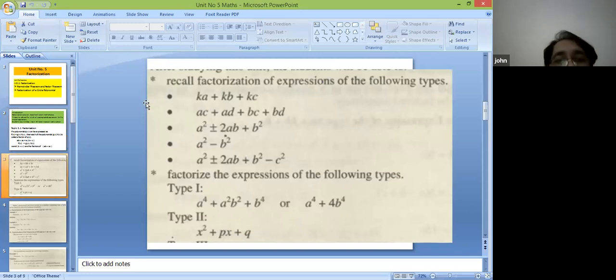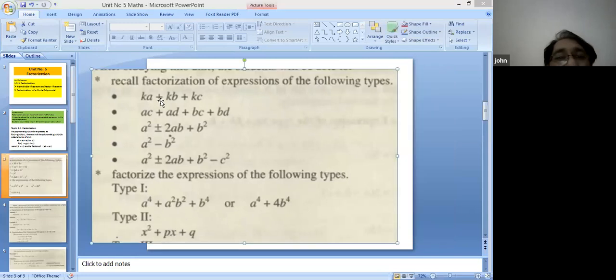In the first example, ka plus kb plus kc. Here, this is P of x, a polynomial. We can make two factors of it. How? We can take k as common, and the remaining we have a plus b plus c.